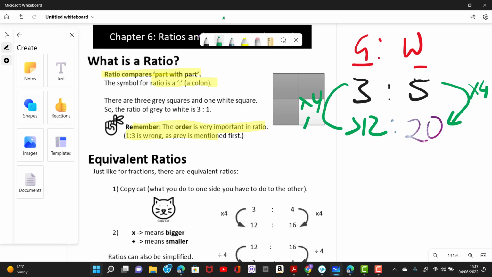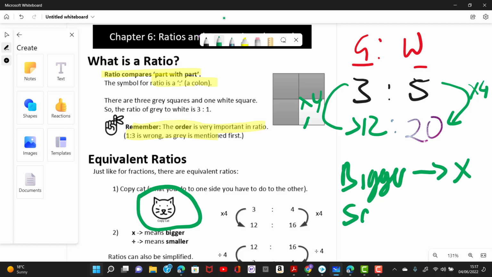Now the most important thing to remember is this. If it's getting bigger, you use times. If it's getting smaller, you use divide. So don't use add or minus. Just like equivalent fractions, we did times and divide. Times is for equivalent, and getting smaller, we use simplify, which we'll cover now. Okay, so let's move on.